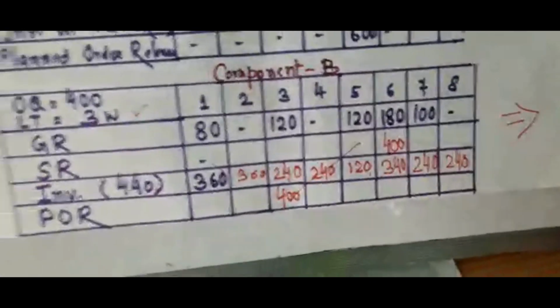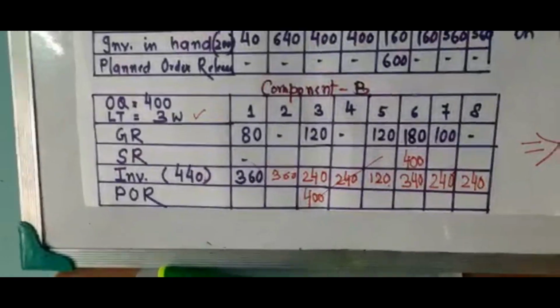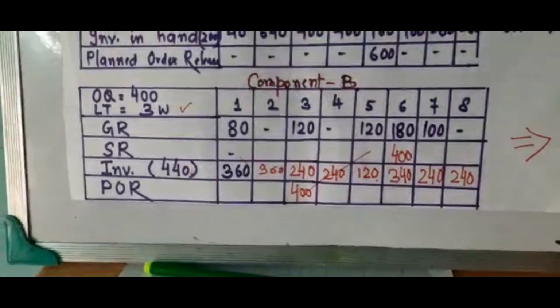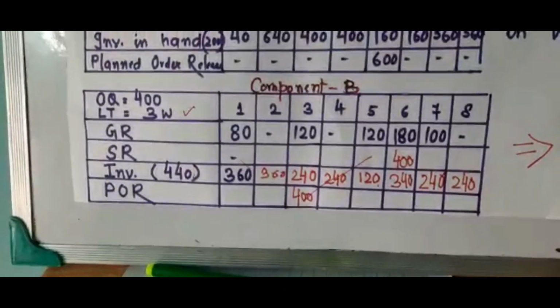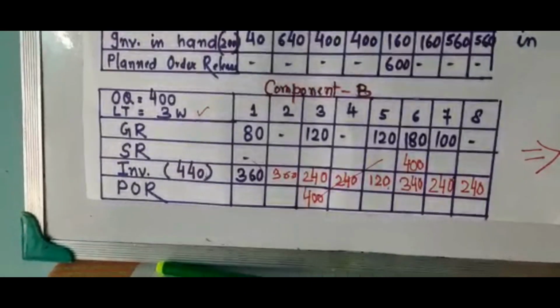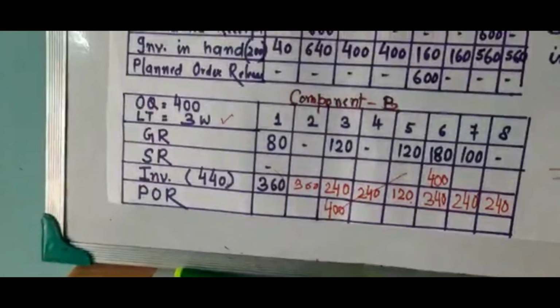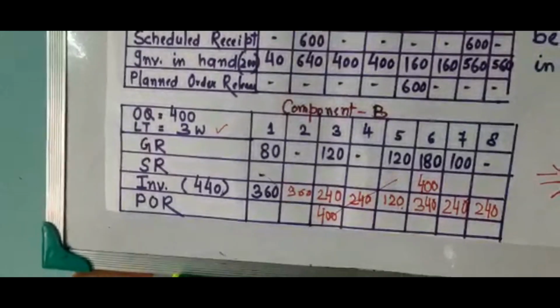I keep your home assignment. You have to determine the MRP plan for the component C. Hope you will be able to do that.